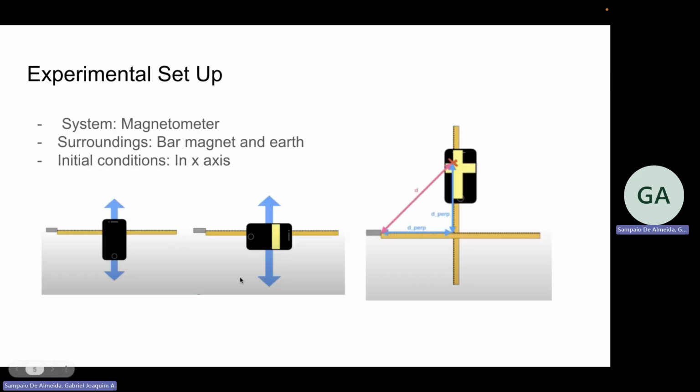The experimental setup is shown in the picture, where our system is the magnetometer. The surroundings are considered to be the bar magnet and Earth, and for the initial conditions, our phones are placed on the y-axis only.